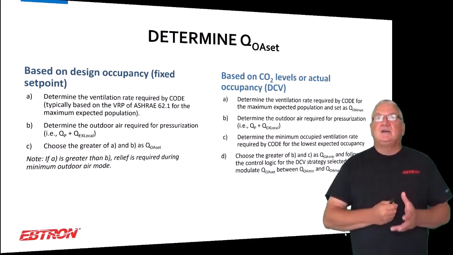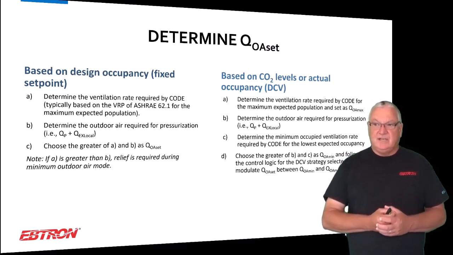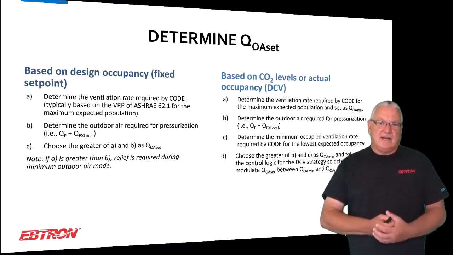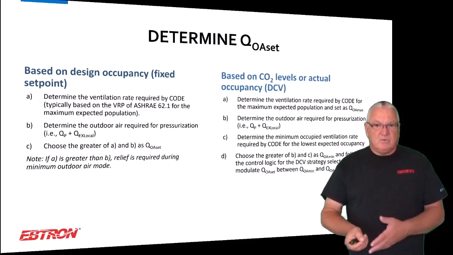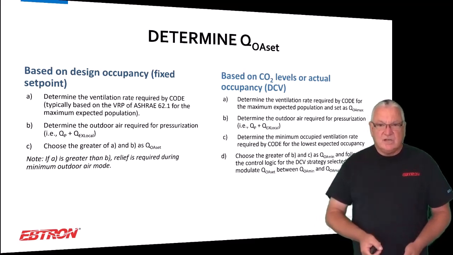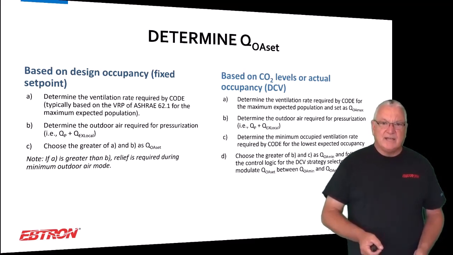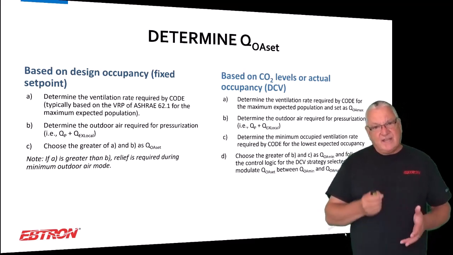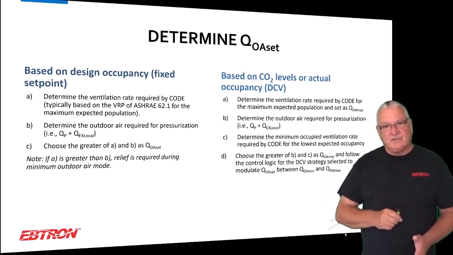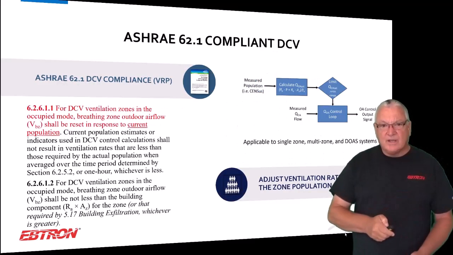I cannot tell you how many times I see people do DCV and reduce the outdoor air flow rate below what they need, below their exhaust and pressurization requirements. So they end up running a building negative and not even knowing it. Okay, that's one of the advantages of measuring and controlling airflow rates. You actually know what's going on.